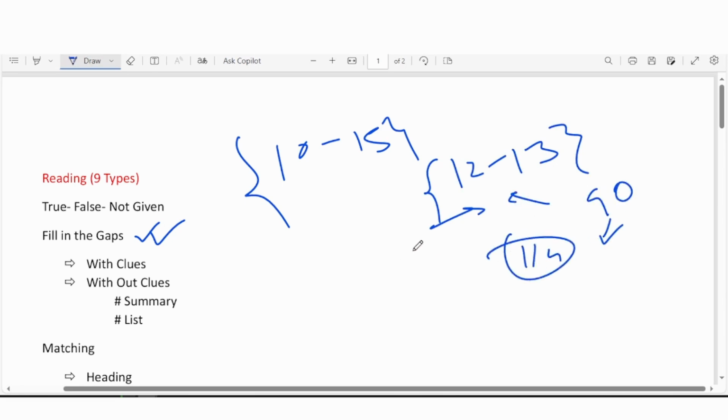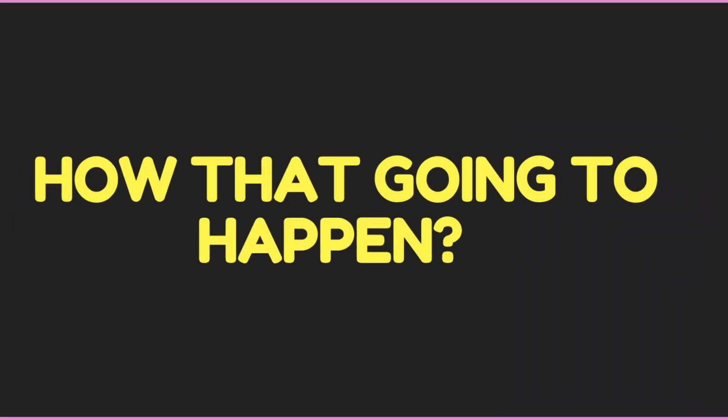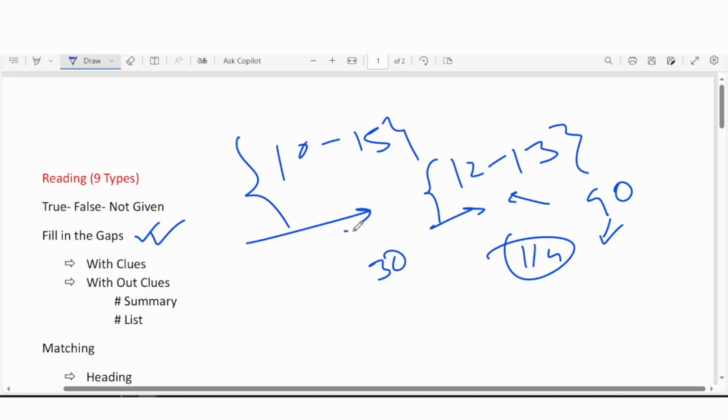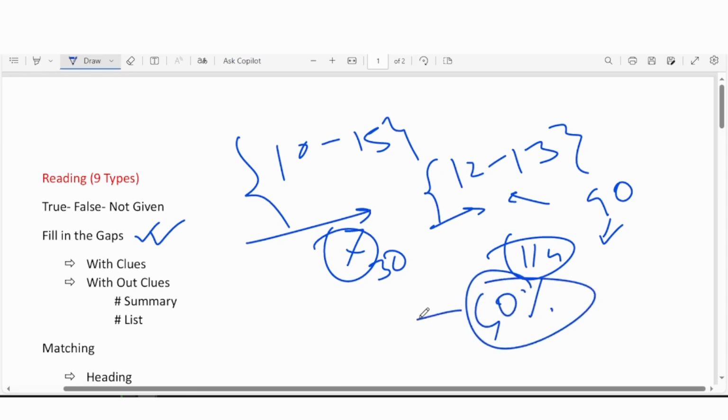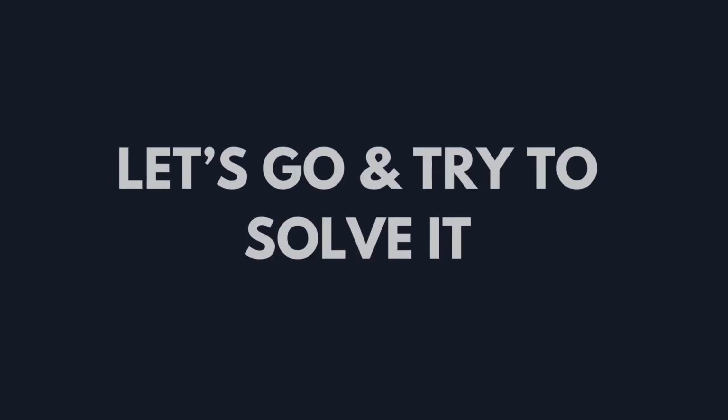And if you think about your score, if you have a very good skill in fill in the gaps, then you can get a very good score. How can that happen? Say you want to get 30, which means 7 in the reading module. If you can get 12 or 13 correct, you nearly cover 40% of your total score just by one question type. So that's how important fill in the gaps is for your IELTS reading part. Let's go and try to solve it.